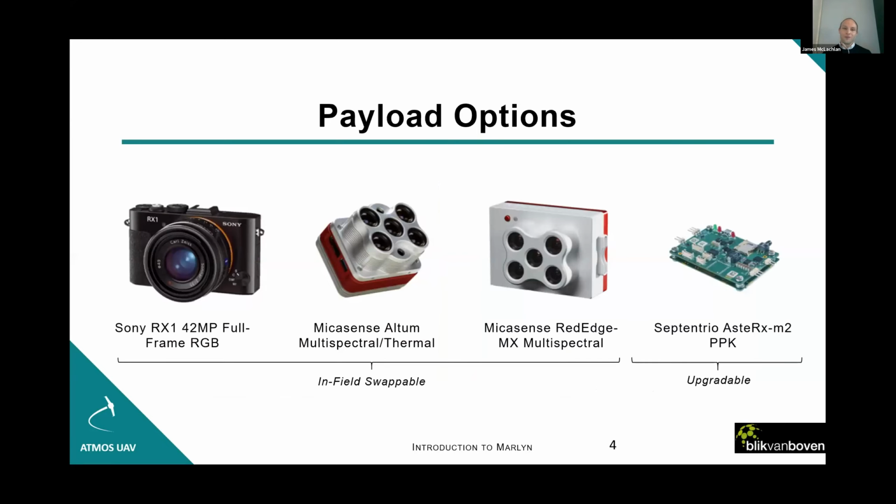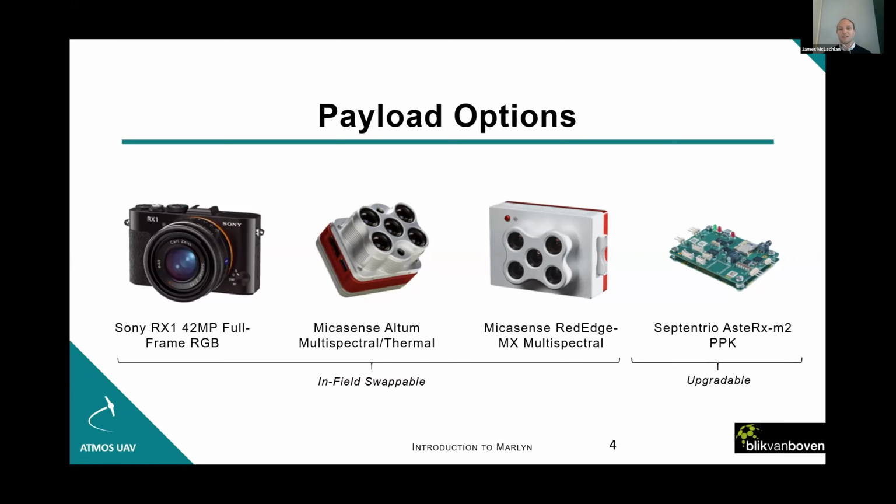So when you get Marlyn, you also get the opportunity to cover a lot of different applications. And we're always really surprised at the breadth of different applications that are possible with Marlyn and that our users are going out and doing. So we have, firstly, on the left, the Sony RX1 full frame RGB camera. It's a 42 megapixel camera. It's like the Rolls Royce of surveying cameras at the moment. And this is used for your typical surveying and mapping, mining, forestry type of use cases.